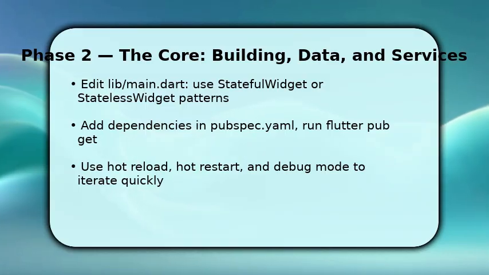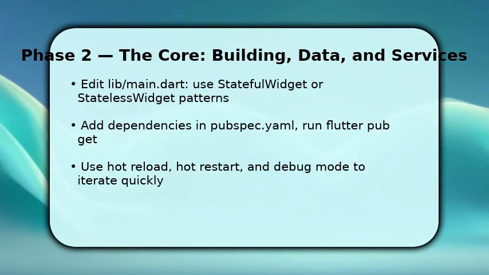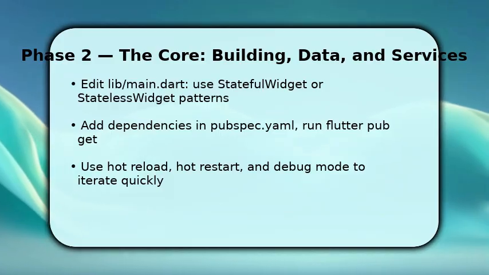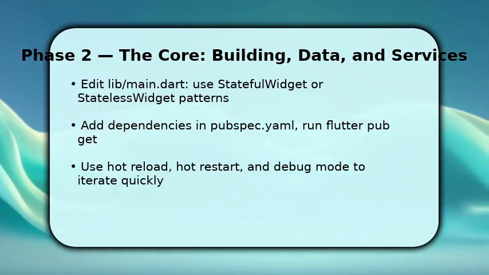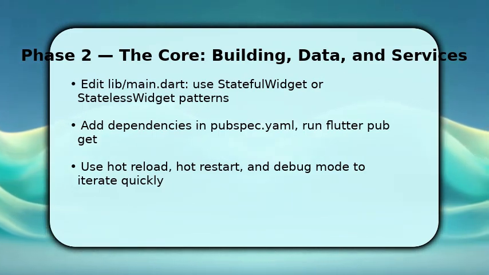Once components exist, use hot reload frequently to see UI changes without restarting. Use hot restart when state reset is needed. Also, attach a debugger to set breakpoints and inspect variables. By iterating in small steps, you isolate regressions and maintain a clear development flow.